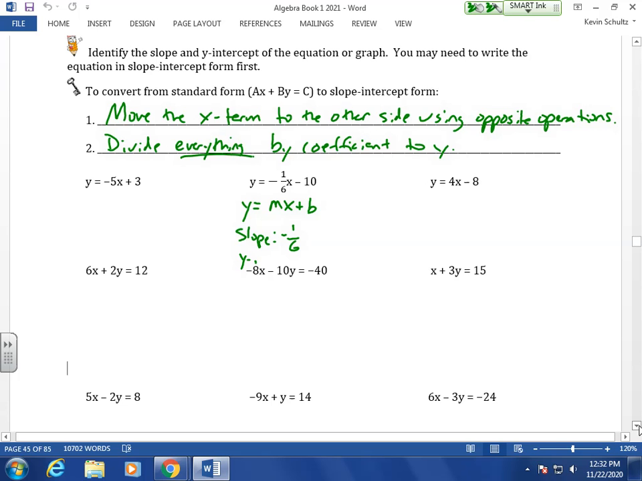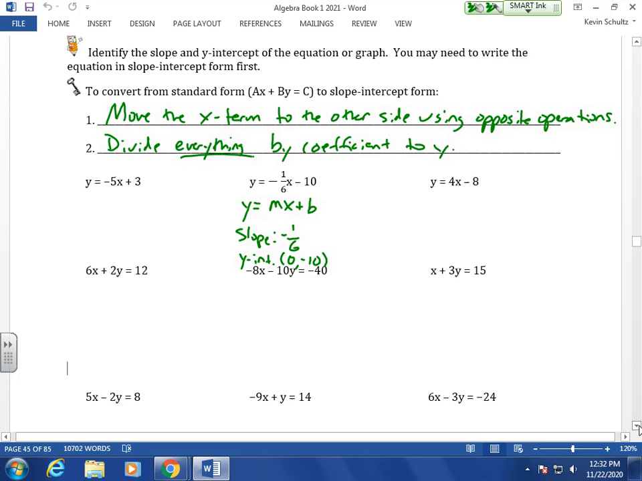The y-intercept, that value for b, is going to be at 0, negative 10. It's a negative 10 because that sign comes with it. It belongs to the 10. So that's how you can look at an equation and automatically know 2 things about this line: where it's going to cross the y-axis and what the slope is going to be.